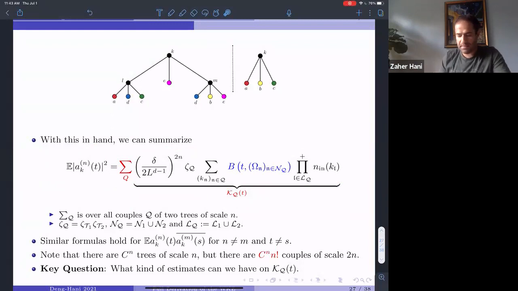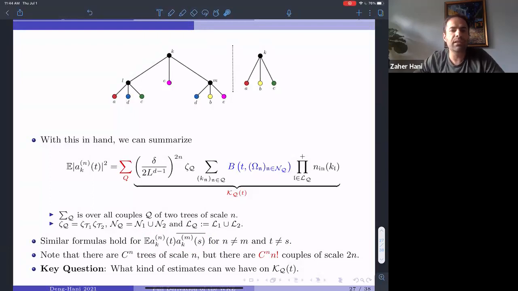And one can have similar expressions for the expected value of the nth iterate and the mth iterate. These are also things that are needed in the proof when n is different from m and t is different from s. But I don't write them here for the sake of brevity.